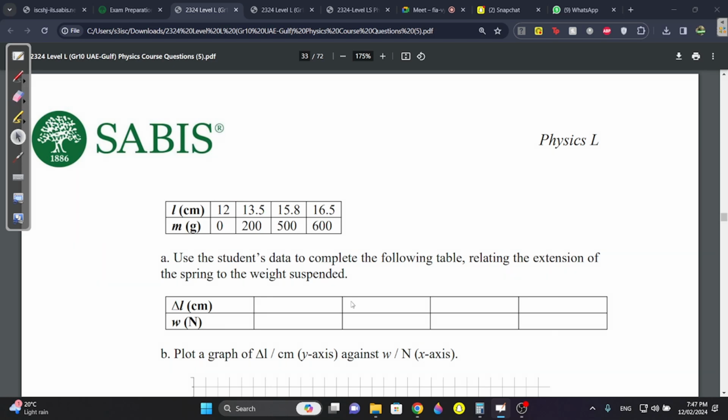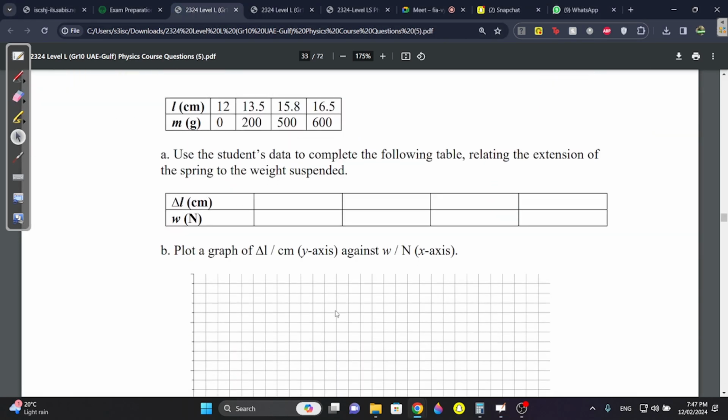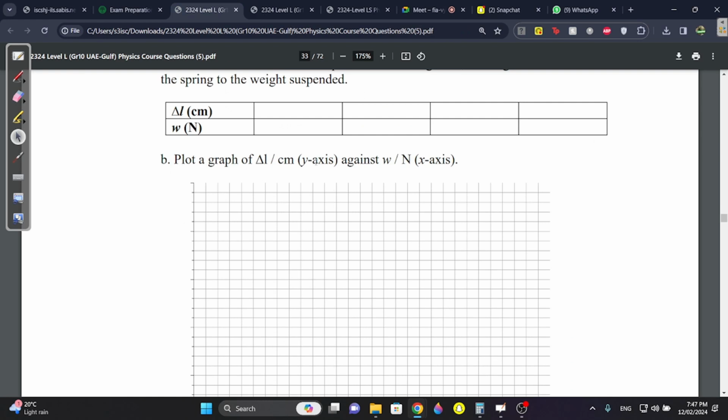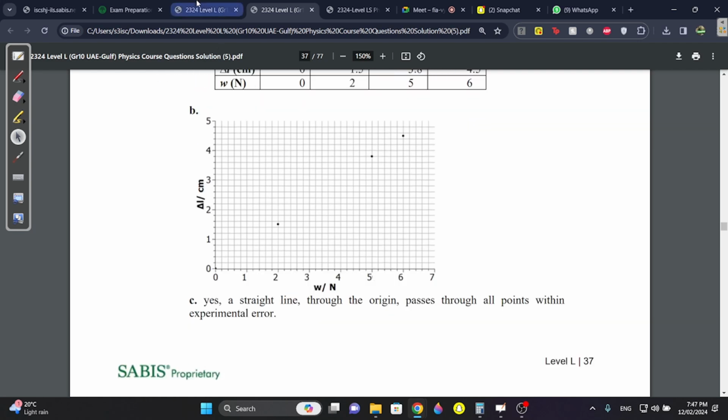Part B, plot a graph of, oh, okay, the tables here. Plot a graph of delta L in centimeters on the y-axis and the weight in newtons on the x-axis. So you just put the weight down and delta L up, and just put some numbers on the scale and plot these points. At 0, 0, put a point. At 1.5, 2, put a point. Here 1.5, 2, at 3.8, 5, and you just put it.